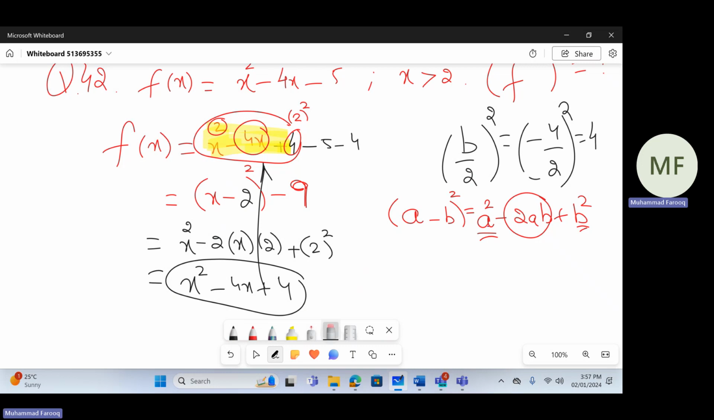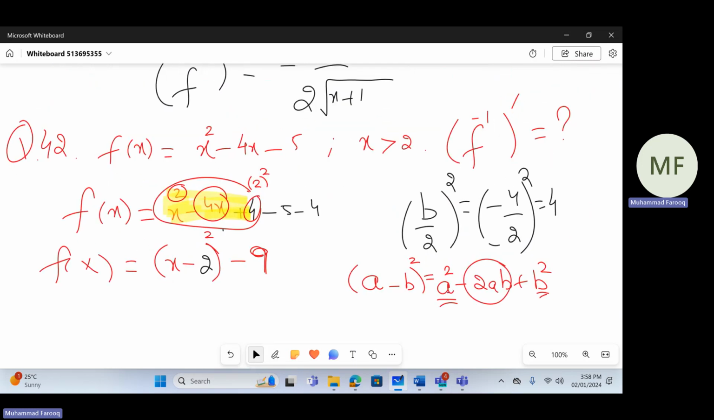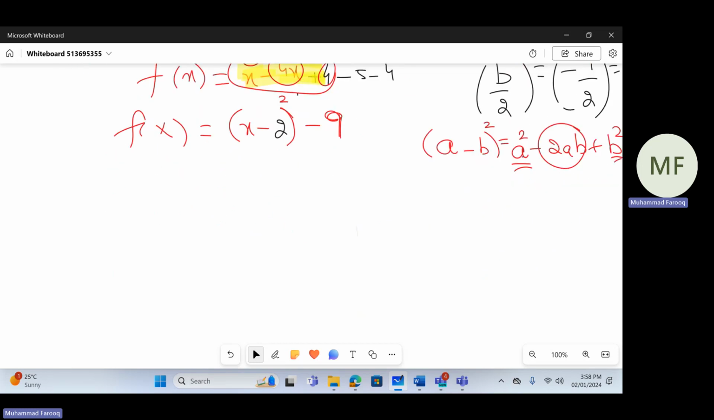Okay, good. So right now this is basically vertex form. Now you can try its inverse. Swap x to y, y to x, and please proceed. You know the condition, the question's condition: x is greater than 2. Keep this in your mind and go ahead, please.